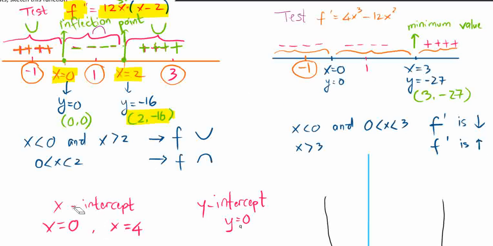And we also have the information that the x-intercepts are x equals 0 and x equals 4. So we have these coordinates 0, 0 and 4, 0 in the graph. This is the same 0, 0, the same coordinate. So now we have the first coordinate, 0, 0. Second coordinate is 4, 0. Third coordinate is 2, negative 16. Fourth coordinate is 3, negative 27 as the minimum value.